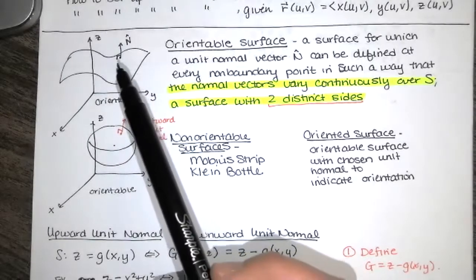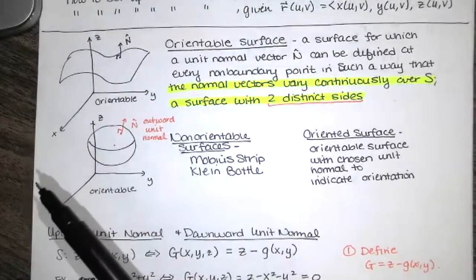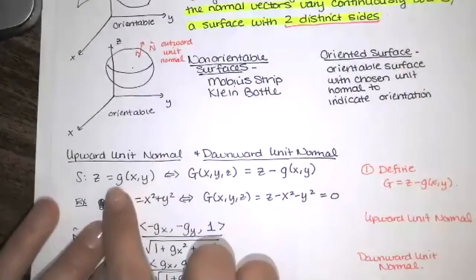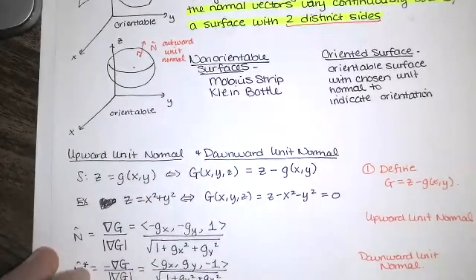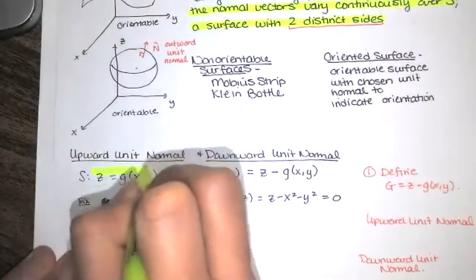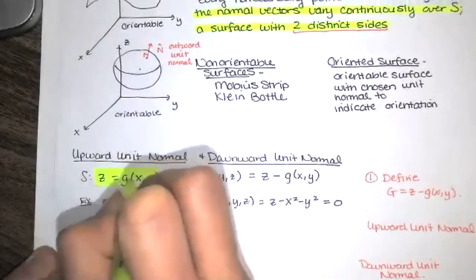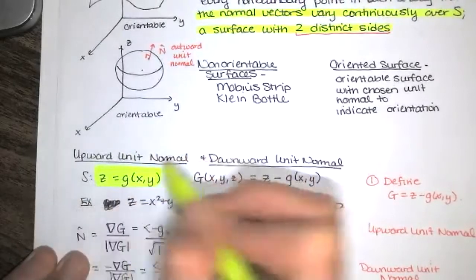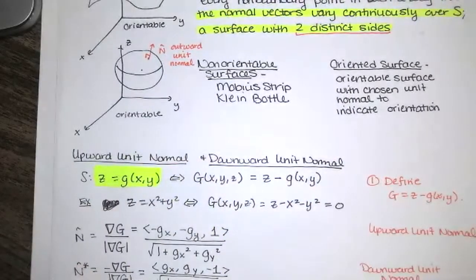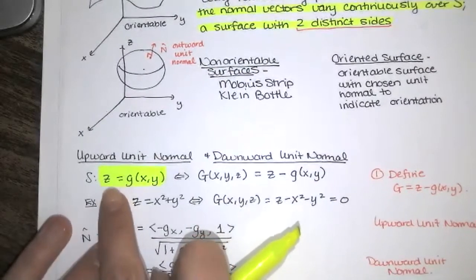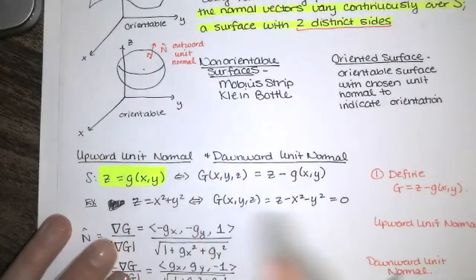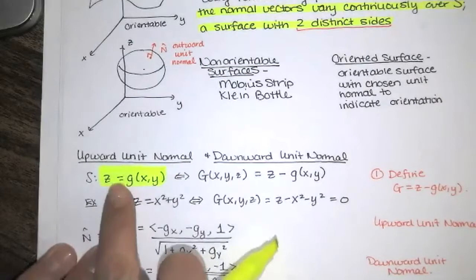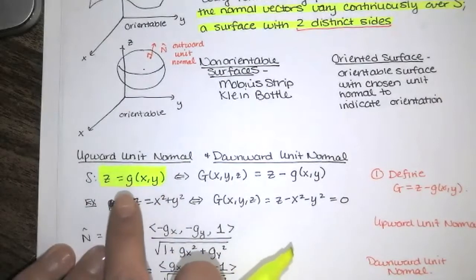Now in this class, we tend to choose upward unit normal vectors. Now the way we do that for a surface given by z equals g of x, y is exactly the same way that we found normal vectors when we were finding tangent planes in the chapter on functions of several variables. We take our function, which is now represented by g instead of f because we're using f for something else. And we sort of set one side equal to 0.